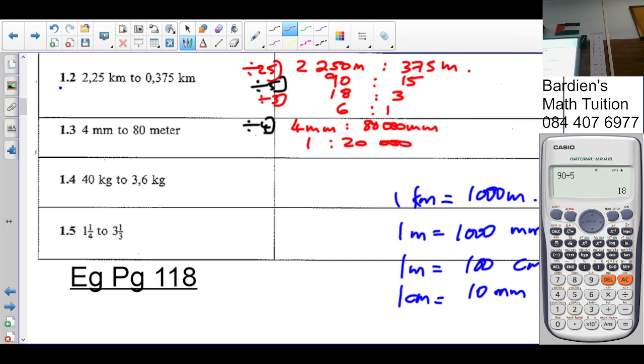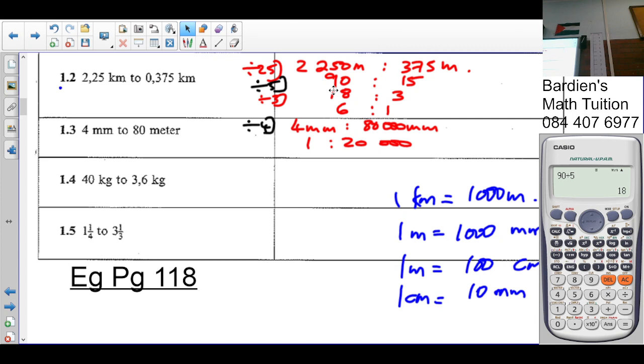Okay. So every 1 millimeter is equal to 20,000 millimeters. Or 1 meter is equal to 20,000 meters. 1 kilometer would be equal to 20,000 kilometers. Again, that is the reason why there is no unit in the simplest form of the ratio. Okay. Let's look at 1.4.